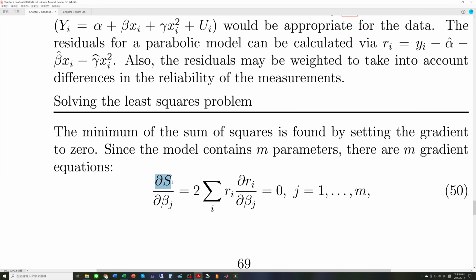So partial S over partial beta j is equal to 2 times summation i of Ri. According to the chain rule, we need to multiply it by partial Ri over partial beta j, which must be equal to 0, for j is equal to 1 to m.